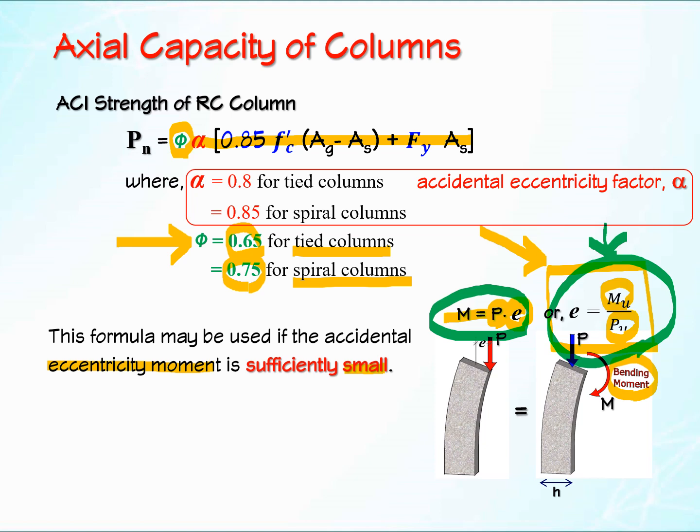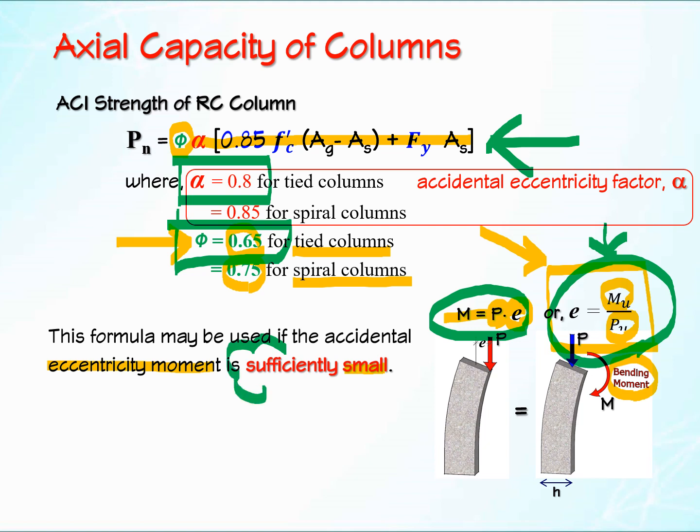So if you have small eccentricity moment, then we are not going to go through rigorous bending analysis. We do not even calculate bending moment. We just apply this formula and we are going to use this Phi factor in addition to this alpha factor. Then you need to know what is definition of sufficiently small, how small it is.